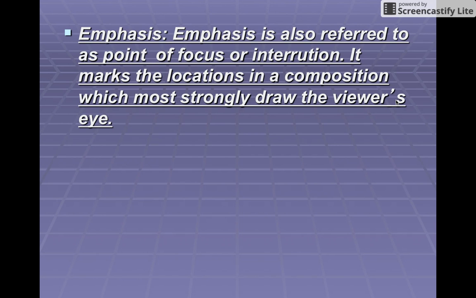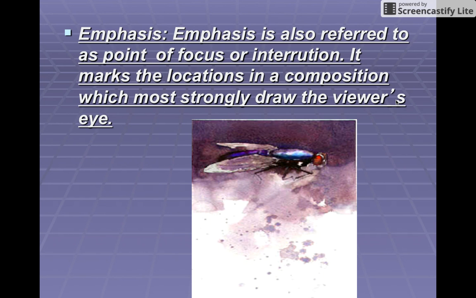Next, we have emphasis. And emphasis is also referred to as point of focus. So those are interchangeable. And it's very easy to understand. It's just where your eye naturally goes to. So it marks the location which most strongly draws the viewer's eye. So in this picture, what do you naturally go to? Your eye naturally goes to the fly.